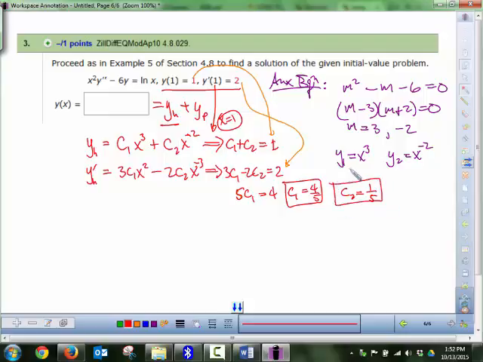Okay? I hope that's all correct. So that's the first part.